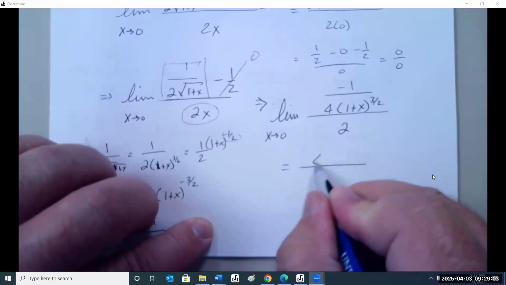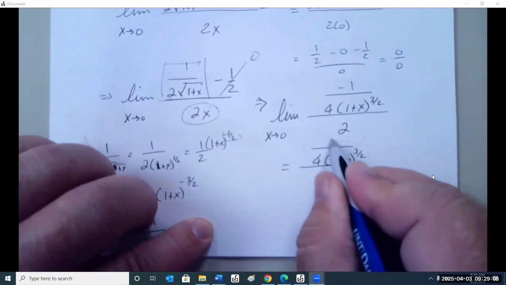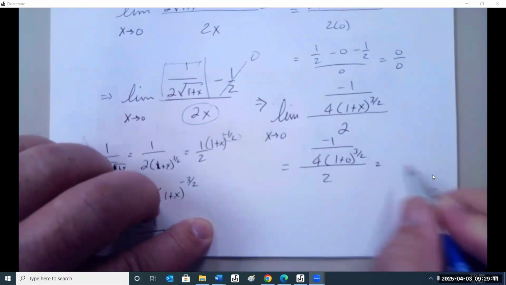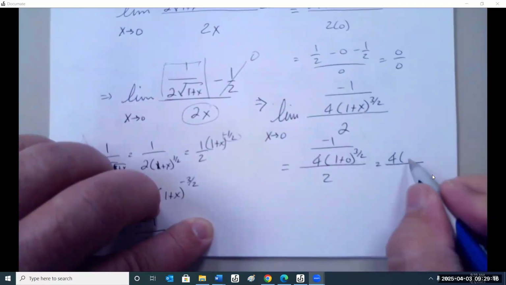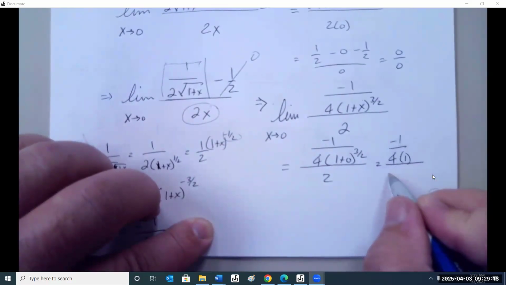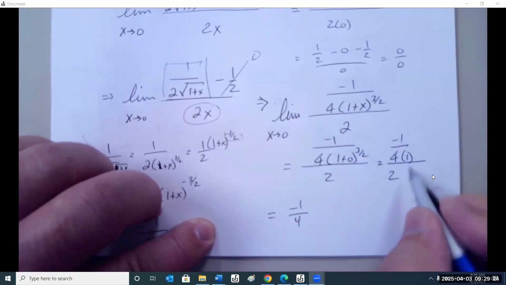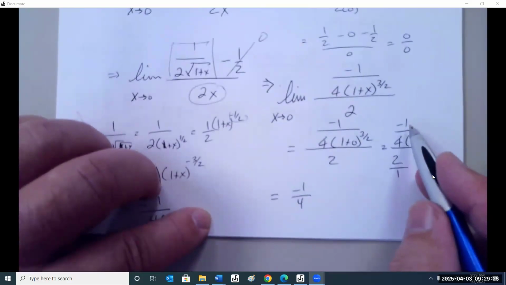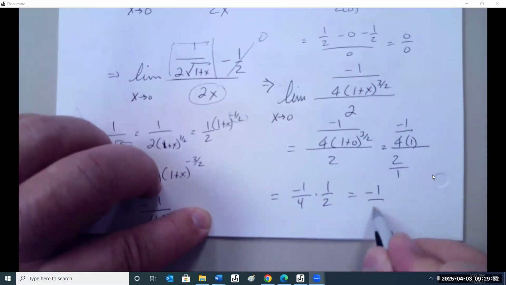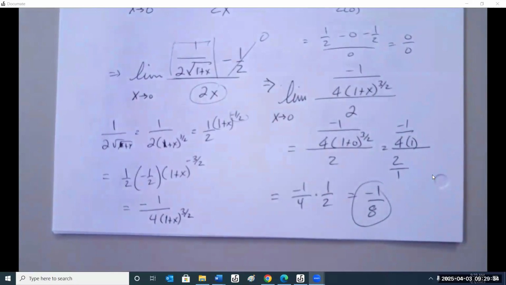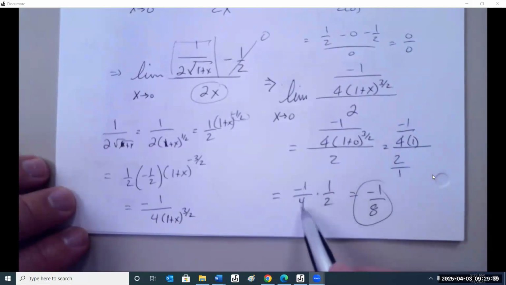We have negative 1/4 times 1 plus 0 to the negative 3/2, over 2. 1 plus 0 is 1. 1 to anything is 1. This is a reciprocal function, so it's negative 1/4 over 2 over 1. Flip the bottom, so it's negative 1/8. You take the top fraction, leave it alone, and flip the bottom. So it's negative 1/4 times 1/2.